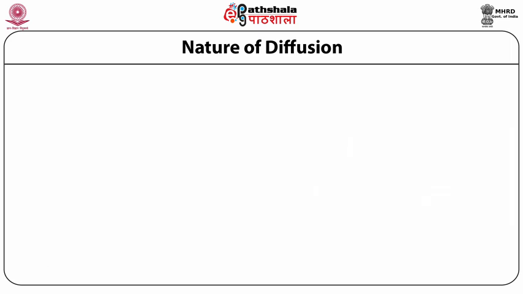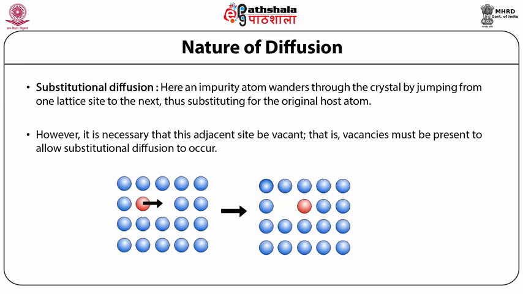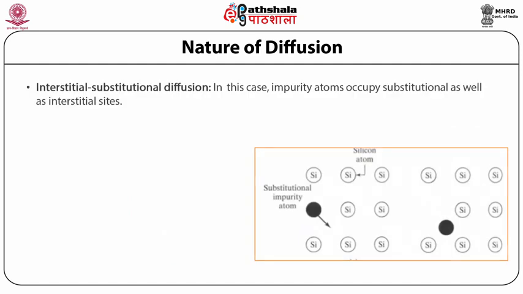Next one is substitutional diffusion. So here an impurity atom wanders through the crystal by jumping from one lattice site to the next, thus substituting for the original host atom. However, it is necessary that this adjacent site be vacant, that is, vacancies must be present to allow the substitutional diffusion to occur.